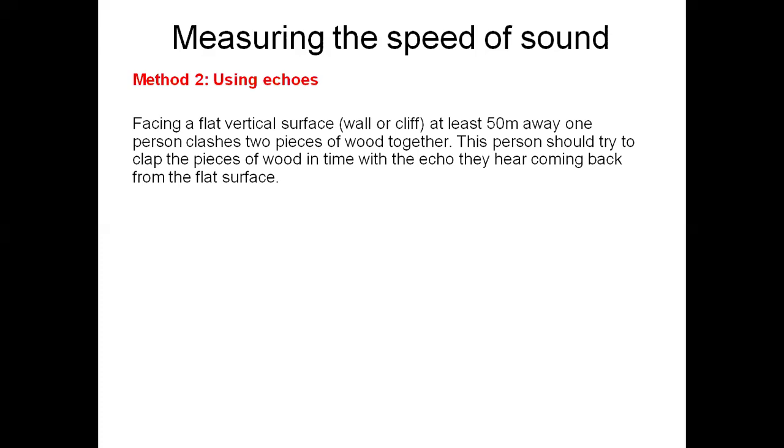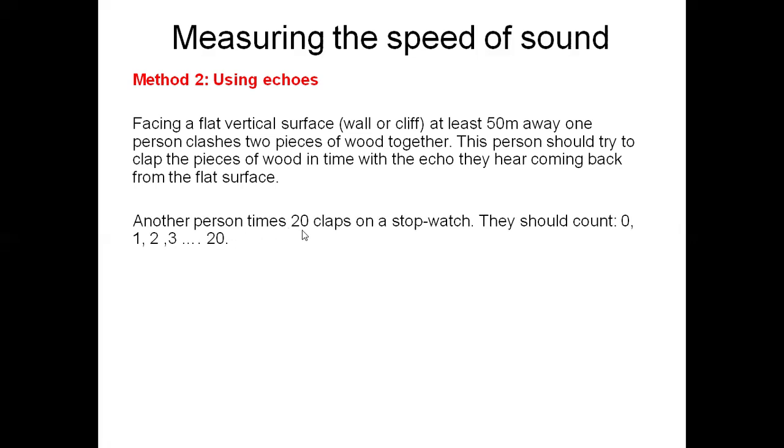clap, produce a clap by hitting two pieces of wood together. This sound will go, it will be reflected from the cliff or wall and it will return. When the first echo is heard, the student has to clap along with that echo. That sound will again travel towards the cliff and return, and again the echo is heard, and the person has to take some trial readings of producing a clap along with the returning sound. So that is how they would do it 20 times.